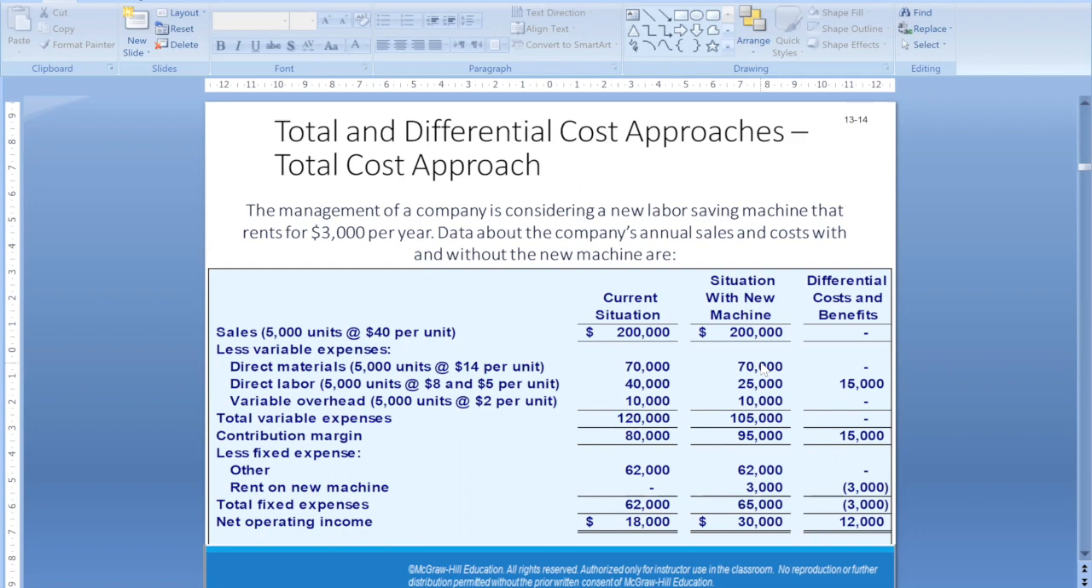Example: the management of a company is considering a new labor-saving machine that rents for $3,000 per year. Data about the company's annual sales and costs with and without the new machine are shown. The example talks about a company that needs to install a machine instead of labor. If I include the machine, I will pay $3,000 per year for that machine, and we do have a saving in our labor.